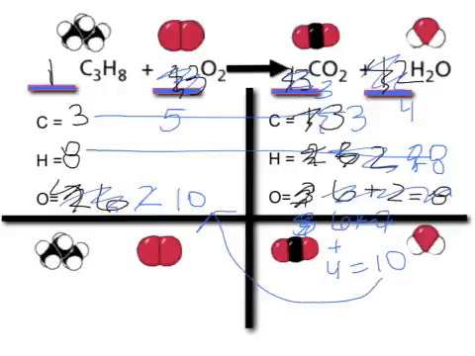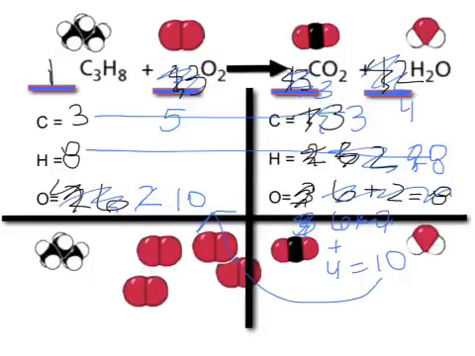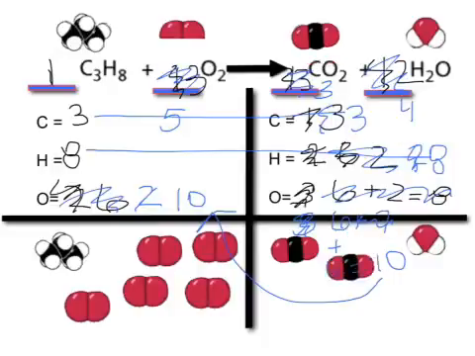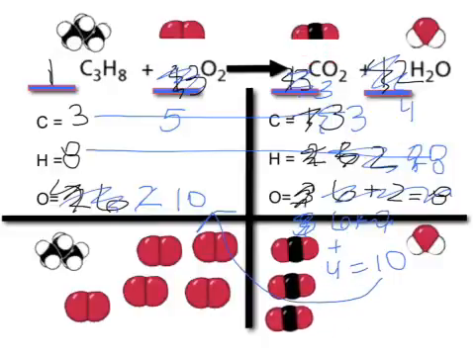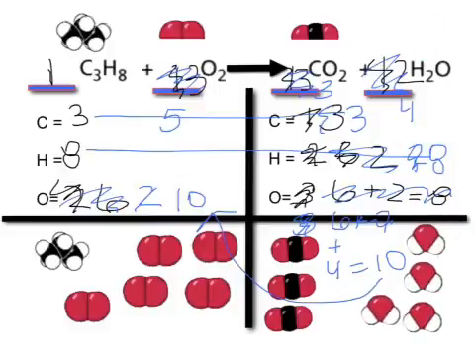So there would be 5 of these, 3 of these, and 4 of those. So the final answer would be 1 here, 5, 3, and 4.